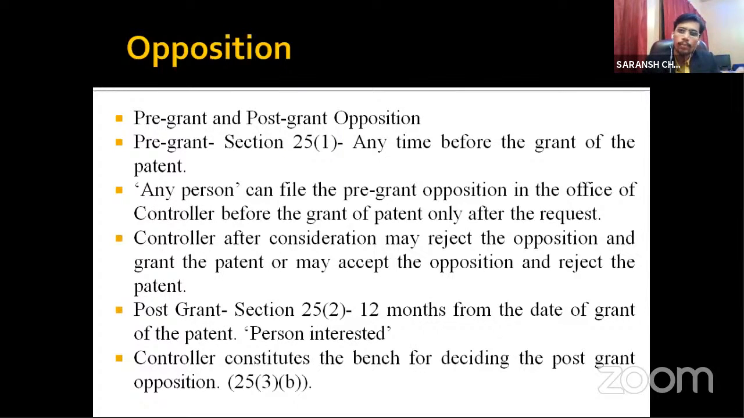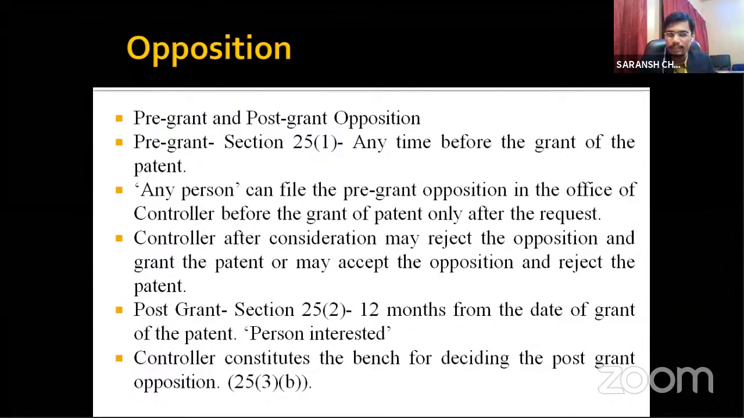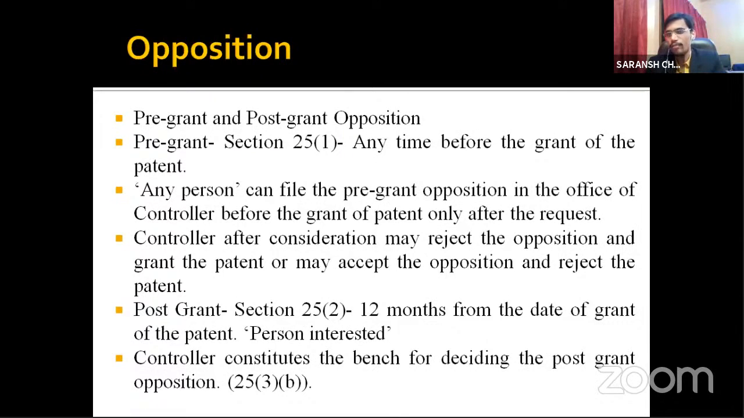So how do pre-grant and post-grant differ? Almost the grounds for pre-grant and post-grant are similar. In Section 25 clause 1 and Section 25 clause 2, the grounds are specifically mentioned. They are almost all similar, but pre-grant is Section 25(1) and post-grant is Section 25(2). Pre-grant is anytime before the grant of the patent. If the patent has been granted, then you can go for a post-grant opposition.